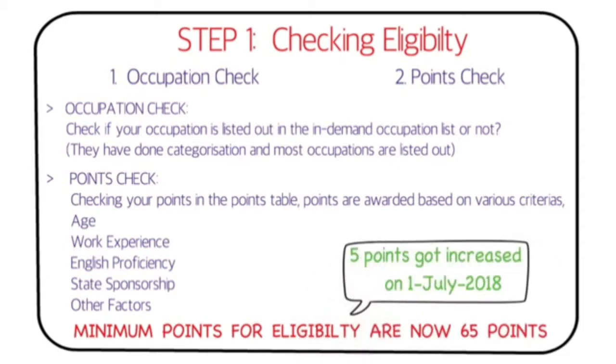Now this requirement actually increased by 5 points on 1st of July 2018. Until 30th of June 2018, the minimum requirement was 60 points. Of course they have made the process a bit tougher, but I'm sure they were getting many applications, and most of the applicants have points above 60, so they've kind of raised the bar. Okay, now this was the first step.